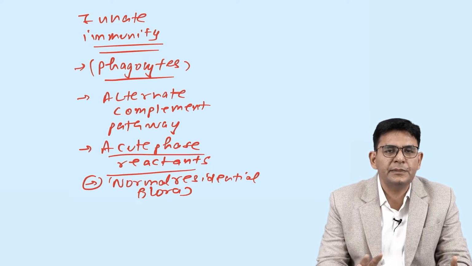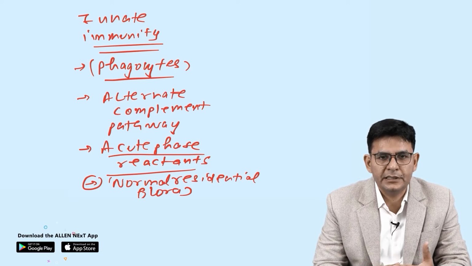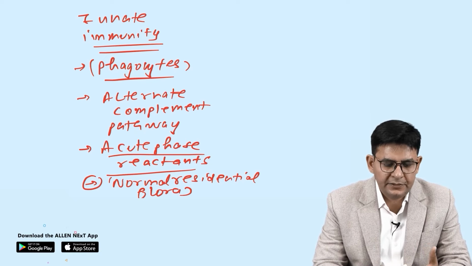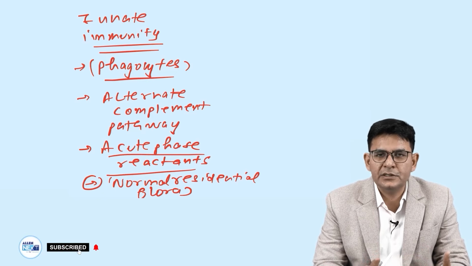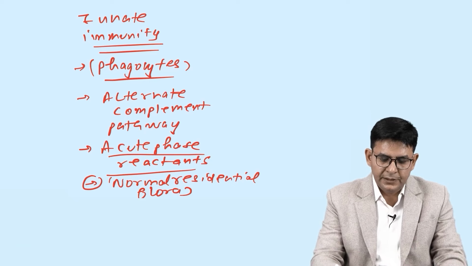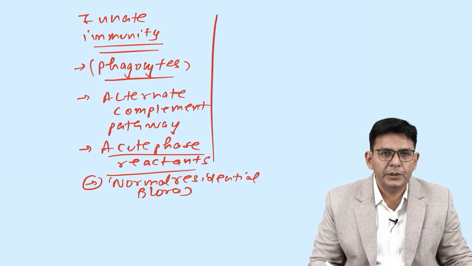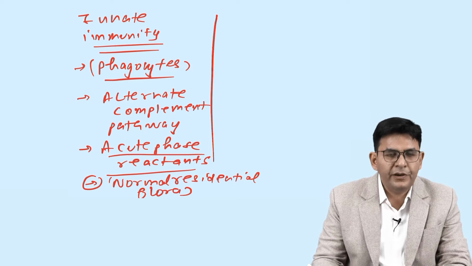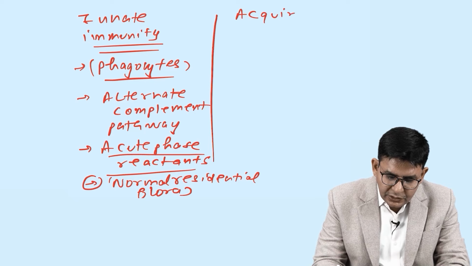And in total, if you're confused about what is a part of this and what is a part of that, just remember 4 things are part of acquired immunity. One is B cell, one is T cell, one is antigen presenting cell, and one is the classical complement pathway. Okay. Rest of all others are what? They're part of innate immunity. Is it fine?